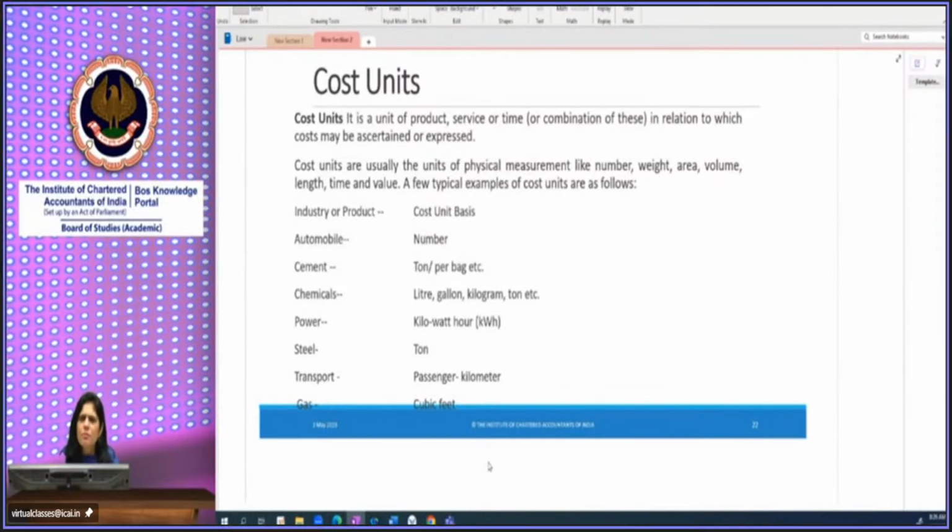So if it's an automobile, it's number one, number two. So we have 10 cars, we have 20 cars. Cement, it's ton per bag. So a combination, ton per bag. Chemical, liter or gallon or kilogram or ton.